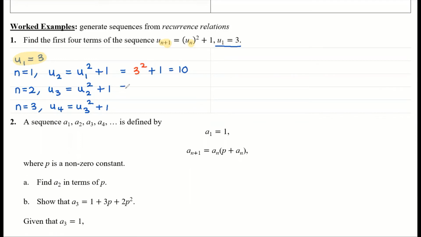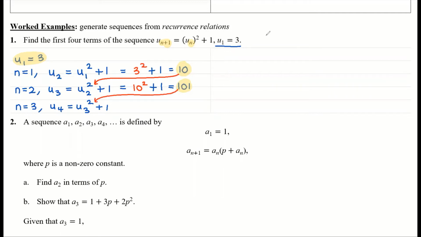Now we've got our second term, we can find the third term because it relies on the second term. So this second term is now going to be fed back into our expression here. Okay, so this is going to be 10 squared, and then we're going to add 1. So this is going to be 101. Okay, and now we've found U3. We need one more term, so we're going to take this 101 and feed that back into our recurrence relation here to get the next term.